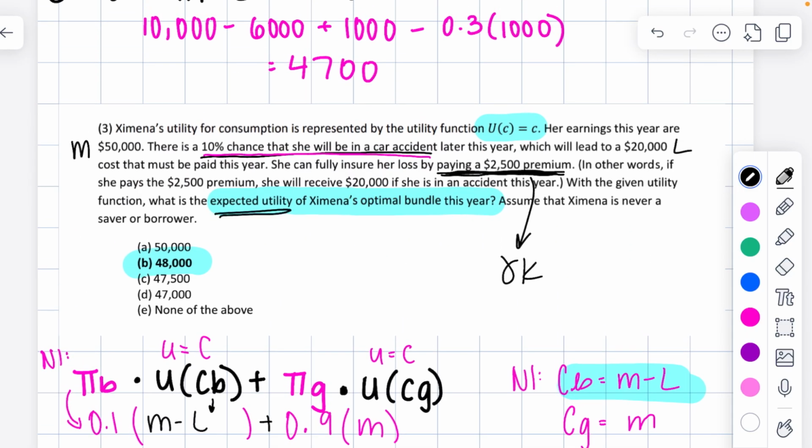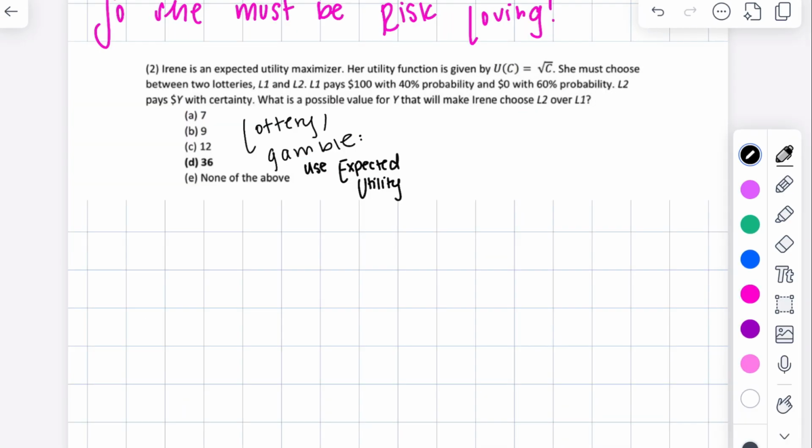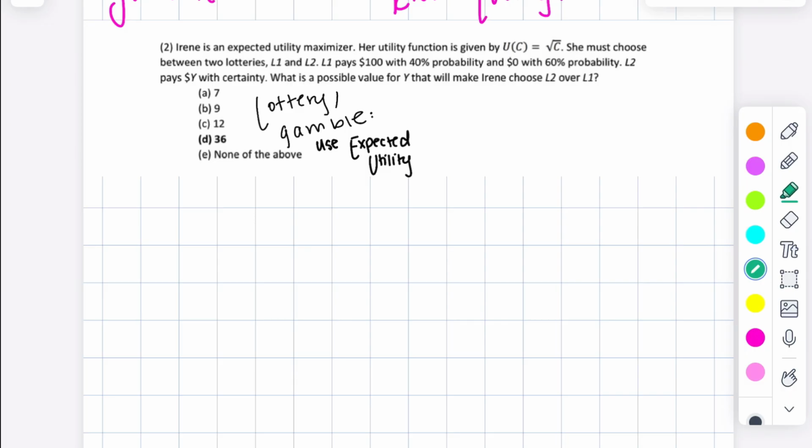And my expected utility of my optimal bundle, my no insurance bundle, is going to be 48,000. Another example of when we have to use expected utility, we see here that she is an expected utility maximizer, is when we have either a lottery or a gamble. Under a lottery or a gamble, you either get to have money with certainty, which is like full insurance, or you could take a risk, take a gamble, and possibly lose some money or win some money, which is kind of like no insurance.